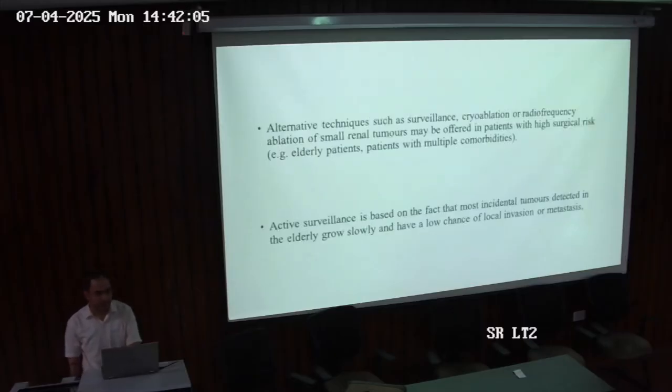An alternative technique is active surveillance in patients unfit for surgery, in elderly males more than 80 years, because in elderly males the tumor is slow growing, and with a slow growing tumor the chance of invasion and metastasis is less.